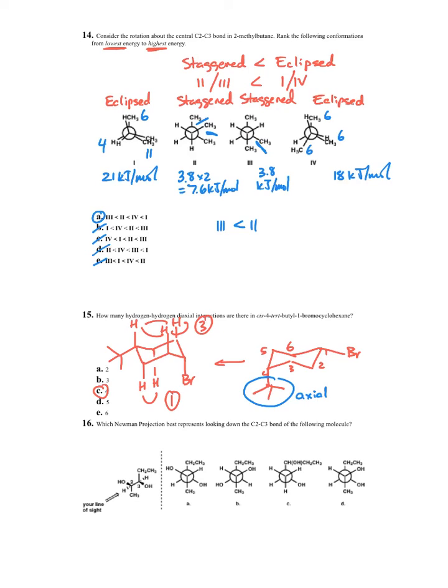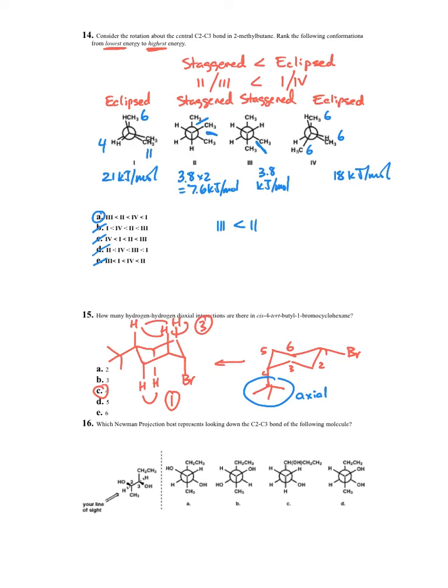Question 16 asks, which Newman projection best represents looking down the C2-C3 bond of the following molecule? So in the Newman projection, again, the front carbon has this peace sign or Y shape to it. The rear carbon is obscured by the circle, and so the bonds are emanating from it.